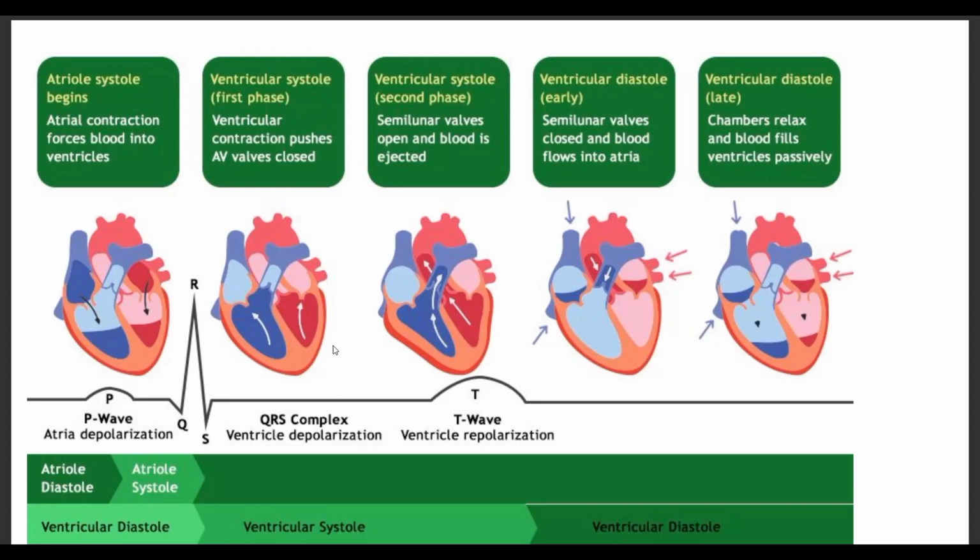Atria contract, right? So when blood flows into the atrium, what happens? This SA node gets stimulated, right? So the SA node triggers a wave of contraction that spreads over the myocardium of both atria, right? Therefore, the remaining blood in the atria flows into the ventricles and empties the atria.